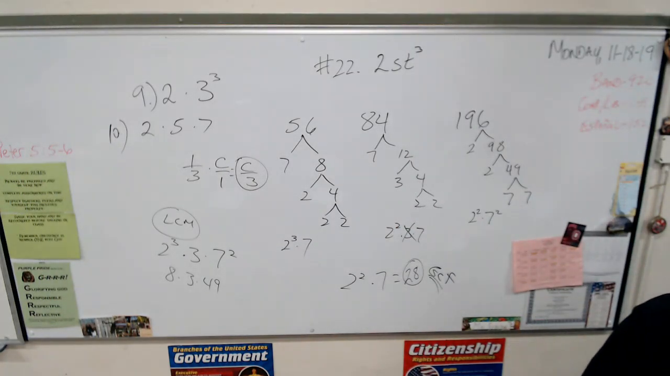Number 29. What'd you get, Bella? 4 over 11. Just N, yeah. 4 over N and 30.